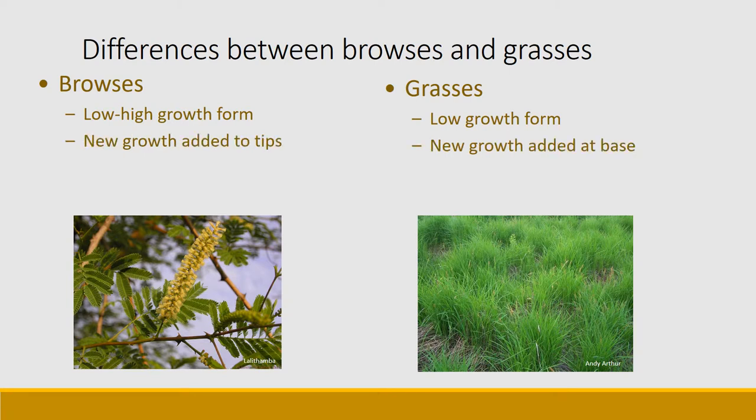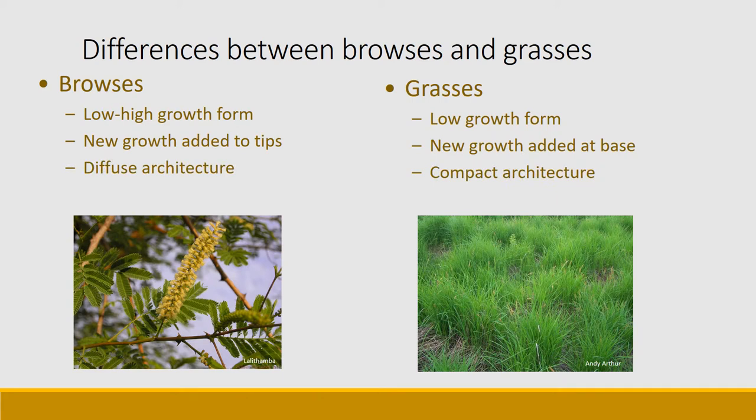Also, I think this is where you're talking about the tolerance. Often the new growth for most browses occurs at the tips, so they're a little bit more sensitive to herbivory. And they've got those thorns, so they avoid being eaten. Exactly, they might have structural things like thorns, whereas in grasses mostly the new growth is at the base, so it's protected, at least from the rumen. So they can recover and tolerate grazing better.